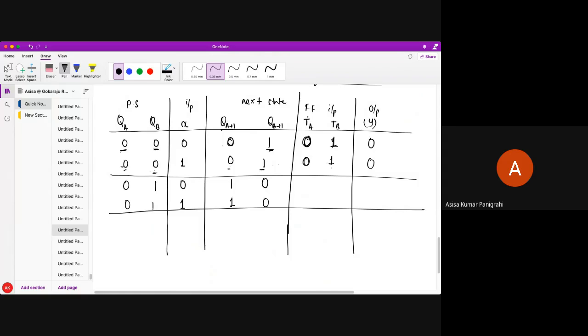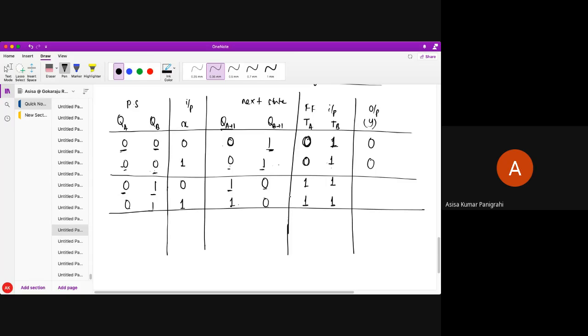Okay, so now tell me what is TA? Present state is 0, next state is 1, my TA is 1. Present state is 1, next state is 0, my TB is 1. Okay, present state is 0, next state is 1, my TA is 1. Present state is 1, next state is 0, my TB is 1. Okay, do you all understand?